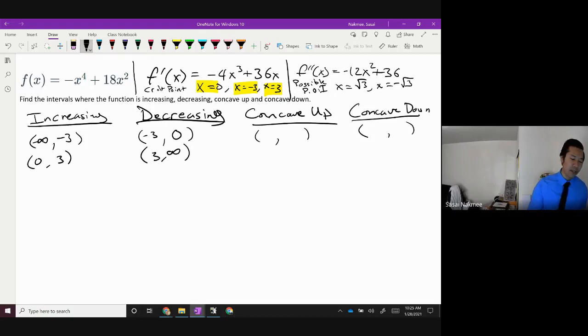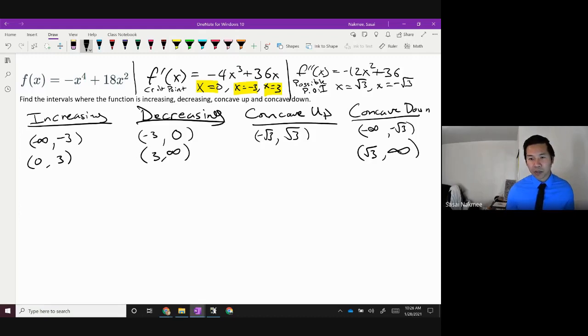For your concavity, this function is concave up on the interval from negative square root of 3 up to positive square root of 3. It is concave down from negative infinity to negative square root of 3, and concave down from square root of 3 to infinity. That's what you should have gotten for your concave up and concave down, and for your increasing and decreasing.